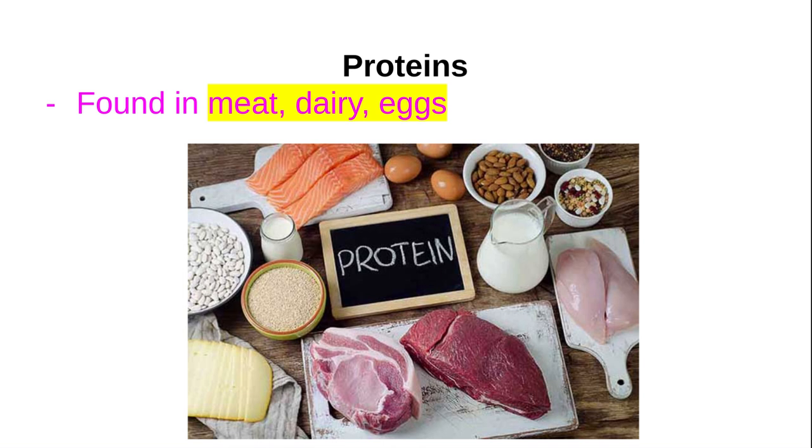All right, anyone know what kind of foods they're found in? Proteins? Meat, yep, meat. Dairy, eggs typically also are going to have proteins in them.